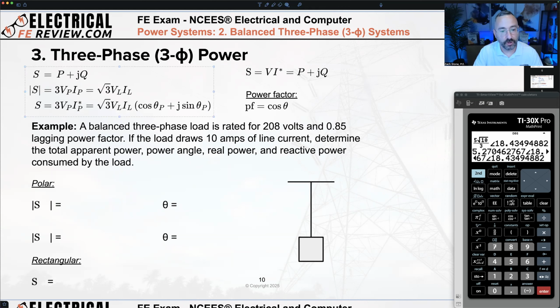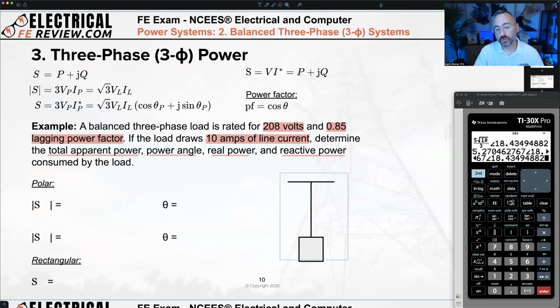Here are the formulas for three phase. This is the formula for single phase. We're also going to use a little bit of power factor that we learned last week. So this example on page 10 says we have a balanced three-phase load rated for 208 volts and 0.85 lagging power factor. The load draws 10 amps of line current. Determine the total apparent power, power angle, real power, and reactive power.